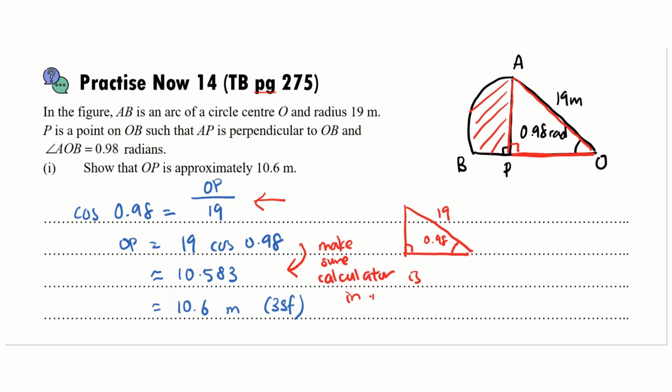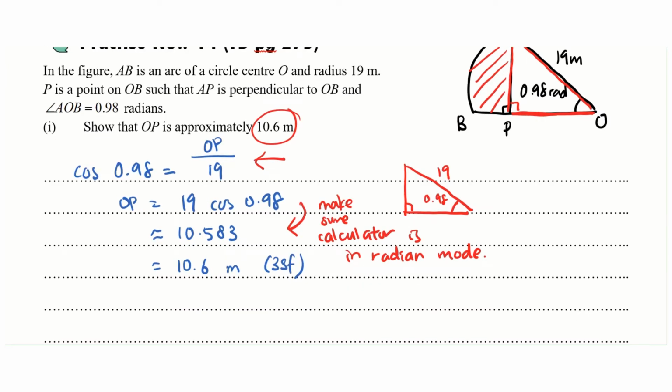Because if it is not in radian mode, then your value will not turn out to be 10.583. So the question wants us to show that it is approximately 10.6 meters. So therefore, we round it off and we get 10.6 meters. Okay, and that is how we show it.